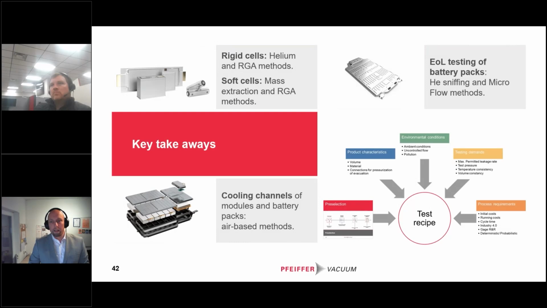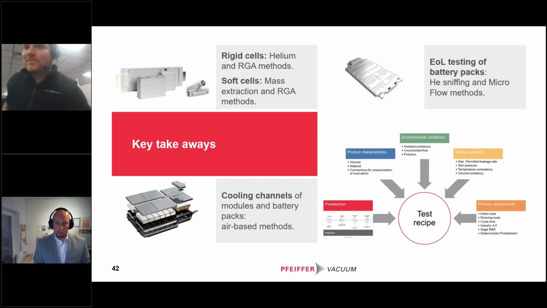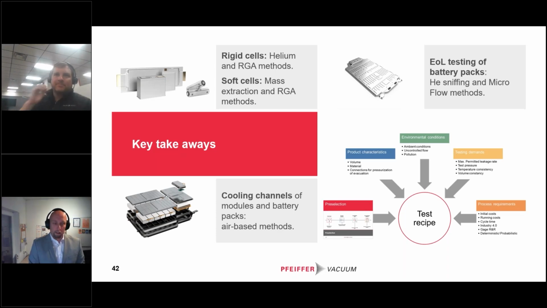And with this, I want to finalize with the key takeaways. When we spoke about cell level testing, we said that rigid cells can be tested with helium and RGA methods, and soft cells can be measured by mass extraction RGA methods. After the cell level, we went to the module level and also battery pack level when talking about cooling channels. Here, Nick has shown that air-based methods can achieve very good results in a very small amount of time. For end-of-line testing of battery packs, we covered both the air-based method and helium sniffing to tell you about the advantages and disadvantages.